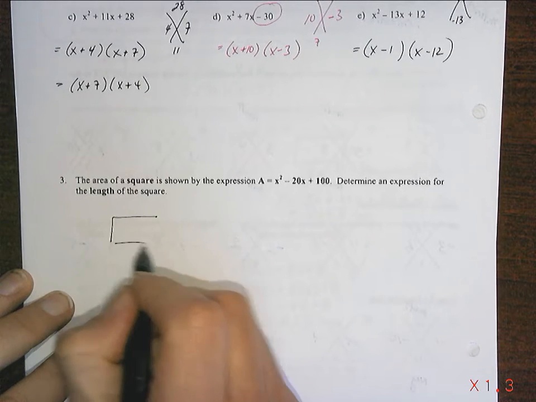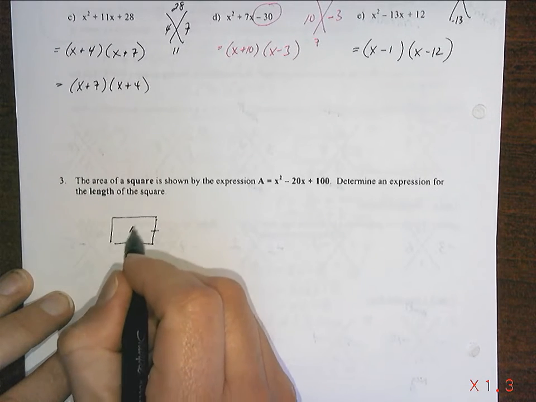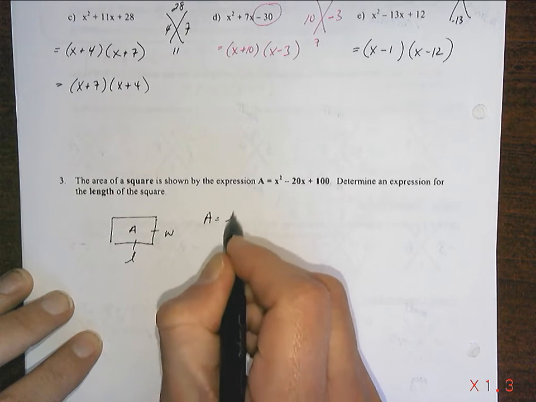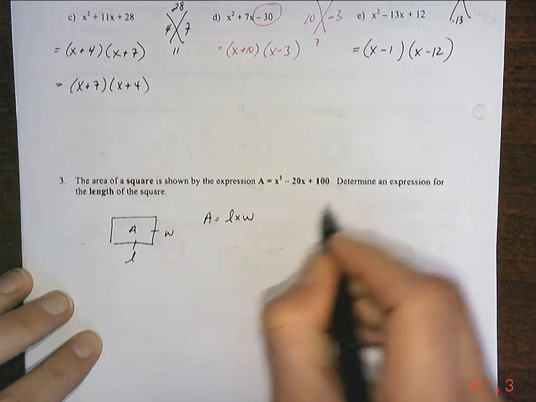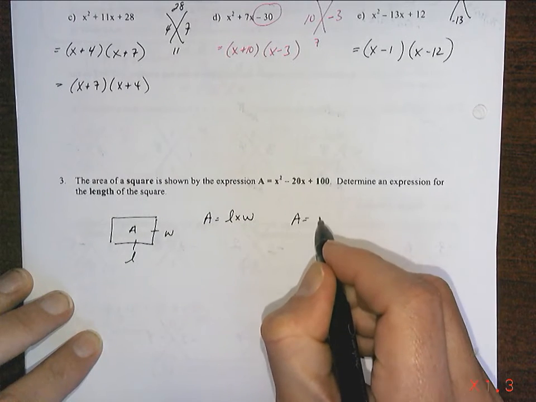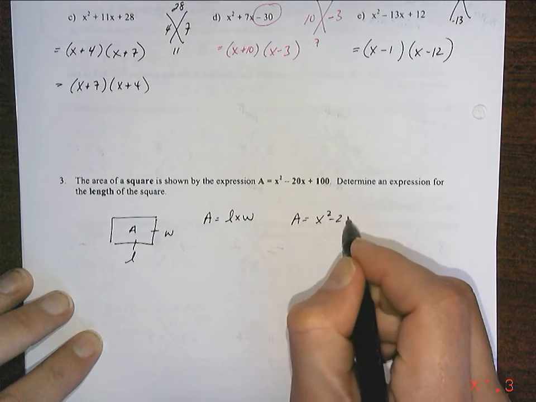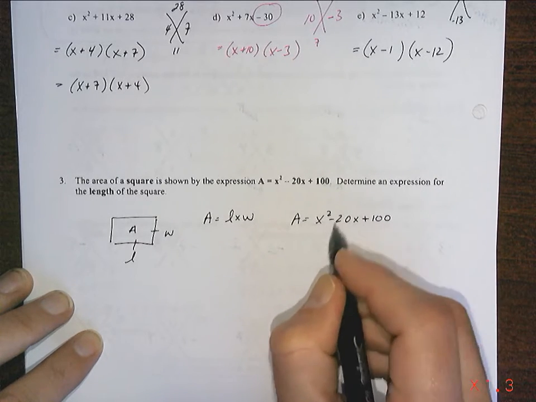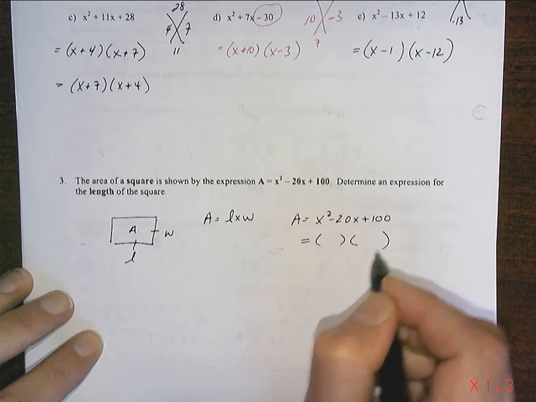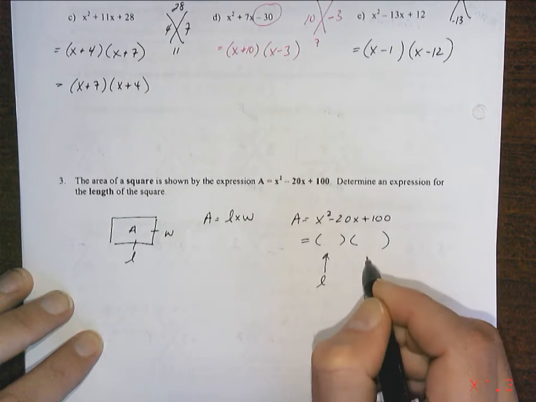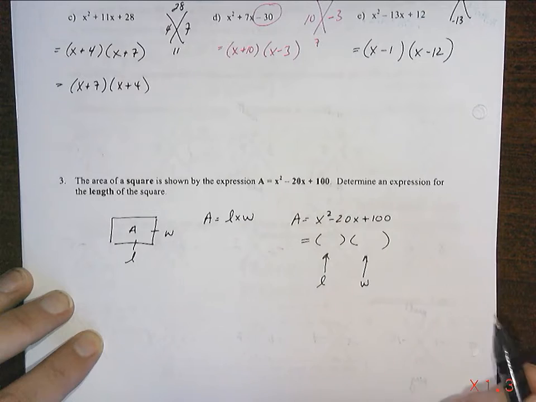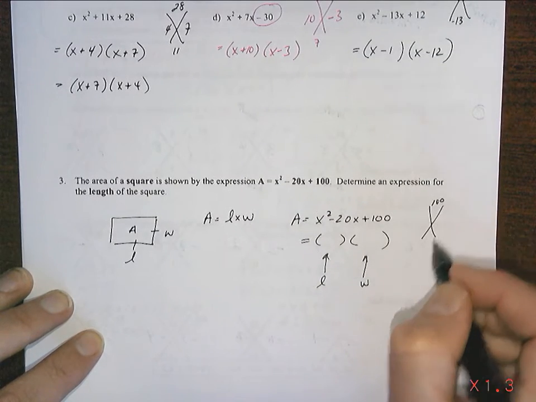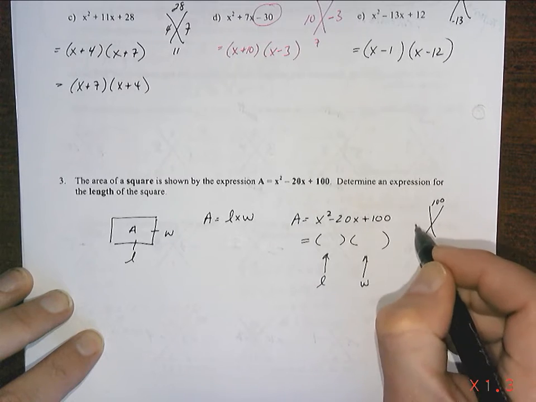Last question, we have the area of a square. So a square is something like this. You notice that your length equals your width, and an area for a square is length times width. But they also tell me that my area is given by x squared minus 20x plus 100. So what I need to do is factor this so that I have a length and I have a width, just like over here. So I need two numbers that are going to multiply to give a positive 100. They're going to add to give negative 20.